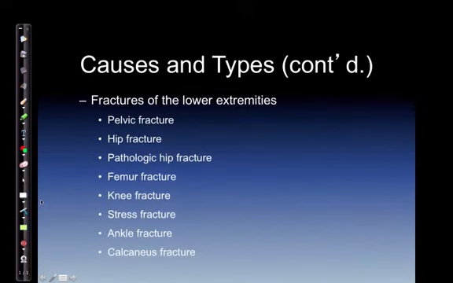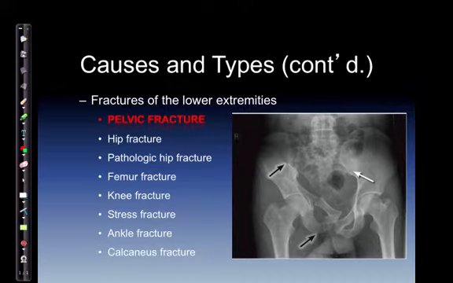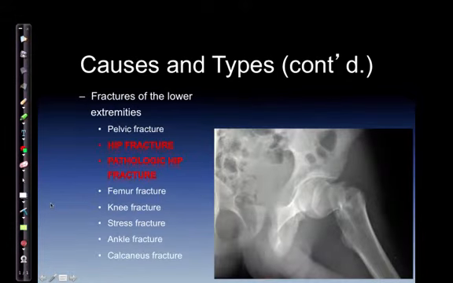Okay, causes and types continue. And I have pictures of these as well. Fractures of the lower extremities. This is a pelvis fracture, which we'll see here. This is back. This is angulated. This is a pretty significant pelvis fracture. Hip fracture, which is the neck of the hip, the neck of the femur, proximal neck of the femur. We'll see this is all disangulated and broken.